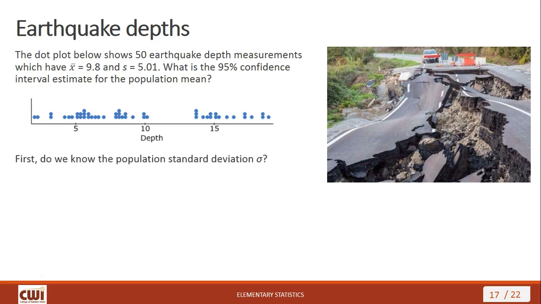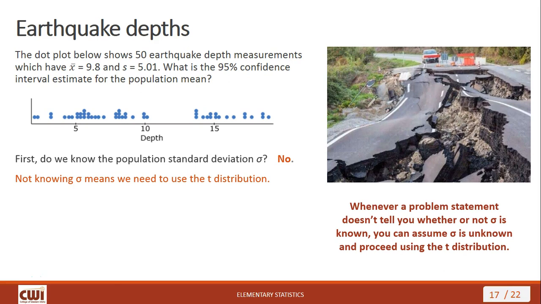Well, first, the key question is, do we know what the population standard deviation sigma is? I'll give you a moment to answer the question. Okay, hopefully you read the problem statement over again and saw that the population standard deviation is not given to us. Therefore, we do not know what sigma is. That means that we need to use the t-distribution when we're calculating our margin of error.